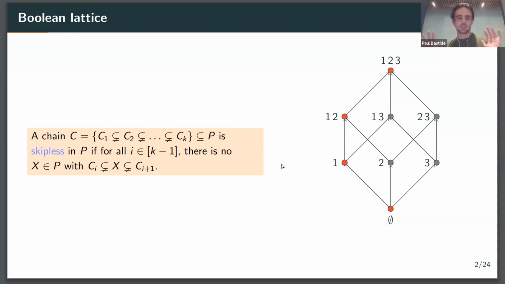Okay, I hope this definition is clear. Of course, you can interrupt me at any time if you have a question on the definition. I hope it's clear because it will be useful for the rest of the talk.